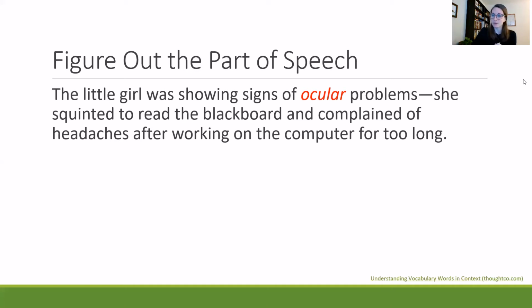And we know that because of the part of speech. When I look at the definition, ocular means related to the eye. So we hit the nail on the head there. We're able to get a really good guess about the meaning of this word, even if it at first was unfamiliar.